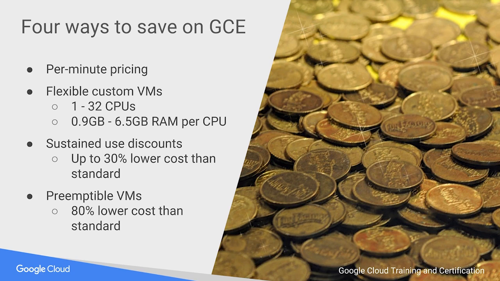Third, if you use standard VMs for a sustained period, you'll benefit from lower per-minute costs. For example, if you run a machine for a complete month, then the per-minute cost of that virtual machine will be 30% cheaper than the standard per-minute charge. Fourth, if you have workloads that can tolerate interruption, such as rendering frames of video, you can run preemptible instances at 80% lower per-minute cost than standard. These machines have a maximum lifetime of 24 hours, but may be preempted by Google if the resources they consume are needed to run other work.